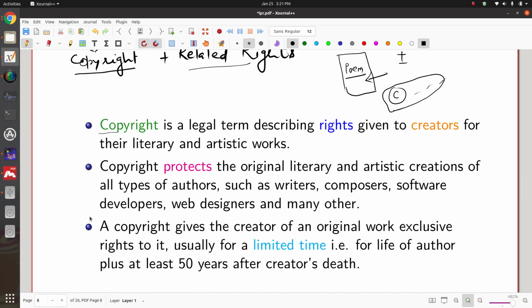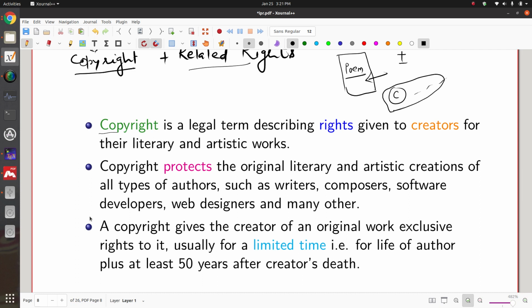After the author's death it will last a minimum of 50 years. It depends on other countries also. Some may extend it further, but according to international treaties and conventions, the minimum is 50 years after the death of the original author. So until then you can claim copyright on it.